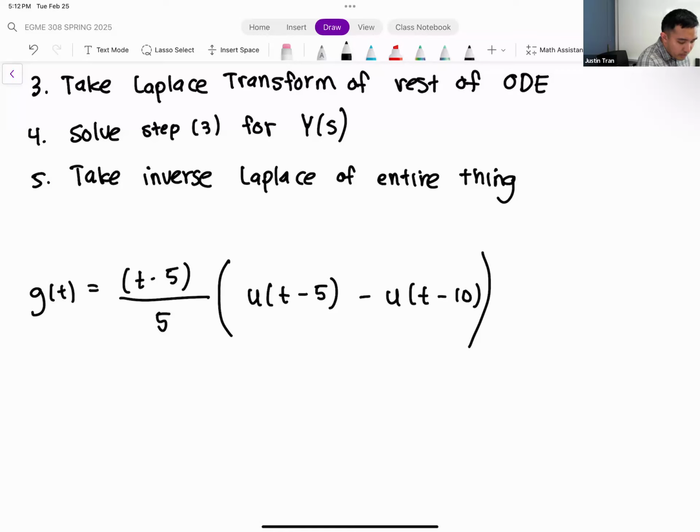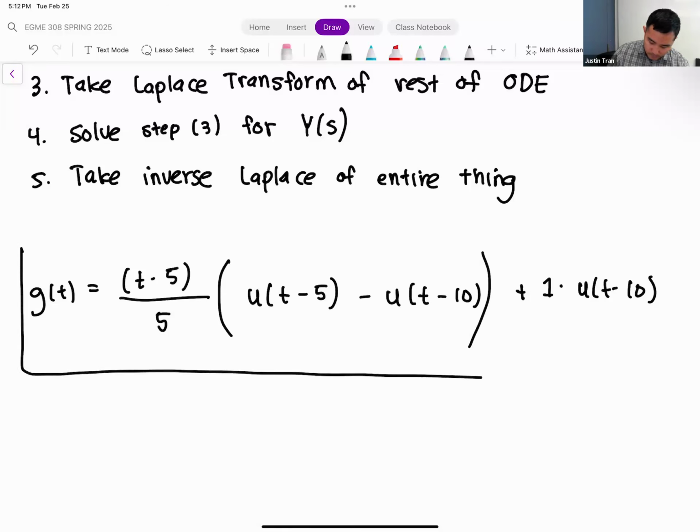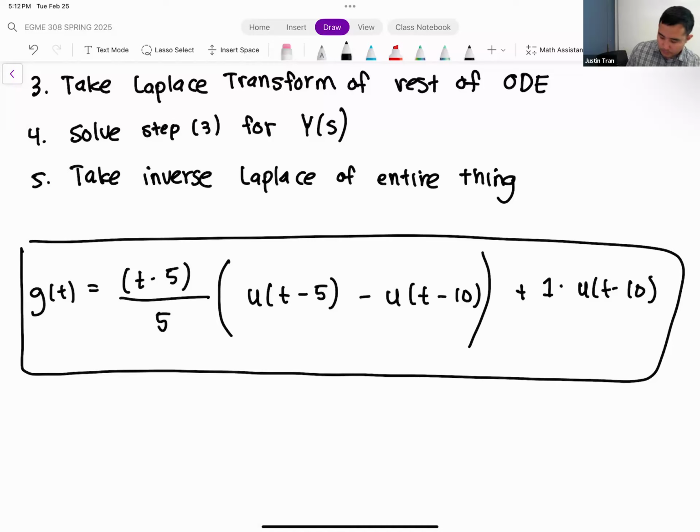The other part of our forcing function is a constant value of 1 that starts at t equal to 10. So we have plus 1 times u of t minus 10. So that's step one. We took our forcing function, made note of every time each term is activated and deactivated, and used step functions to represent that as one gigantic expression.